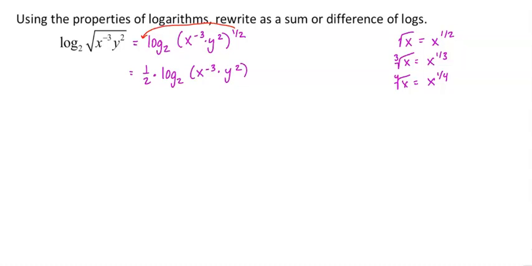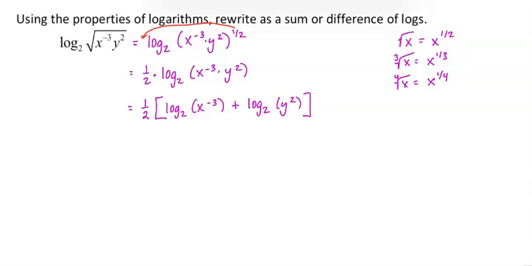Now notice that we have a product inside of our log expression. So we want to use our sum of logs property. The sum of logs property allows us to rewrite a product inside of a single log as two separate logs with the same base being added together. So our 1/2 is going to stay out in front, and instead of one single log of a product, we're now going to have log base 2 of the first factor, x to the -3rd, plus log base 2 of y squared. So we went from one single log with a base of 2 to two separate logs with a base of 2 being added together.